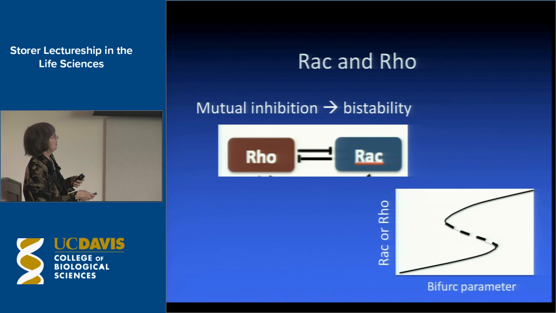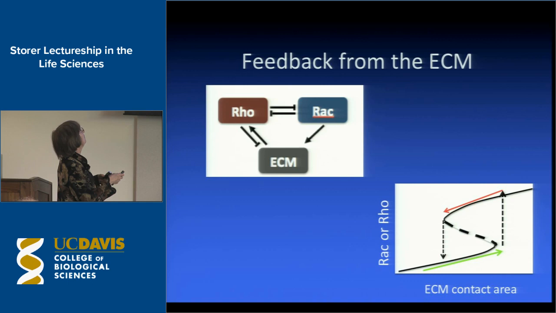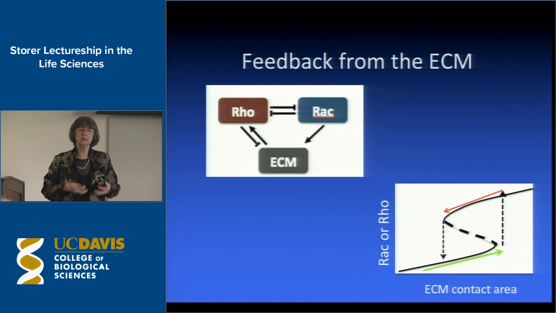Now, what does the ECM do? It was argued by Andrei Levchenko that, first of all, the ECM will upregulate Rho, but when Rho is upregulated, it causes the cell to contract, which means it gets less stimuli from the ECM. It has a lower contact area.